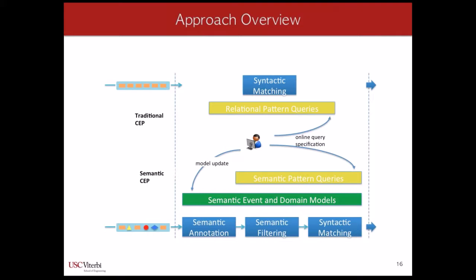So let's see. In this figure, on the top it shows what the traditional CEP does. It basically allows you to specify the relational patterns directly over the data schema. And to achieve a semantic CEP, we adopt a model-based approach. On top of raw data streams, we have introduced the semantic events and the domain models. Of course, these are both represented using the semantic web. And the user queries are specified and processed over these middle tier models.